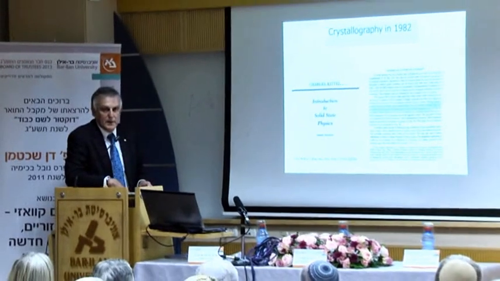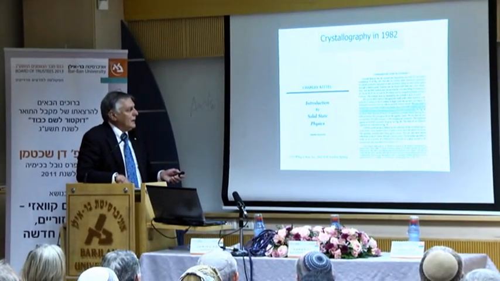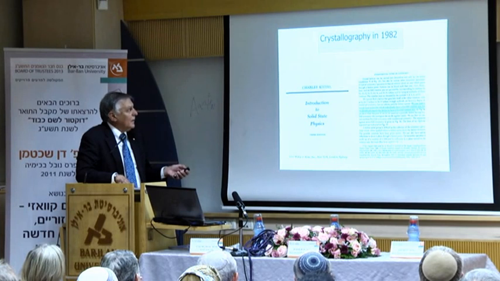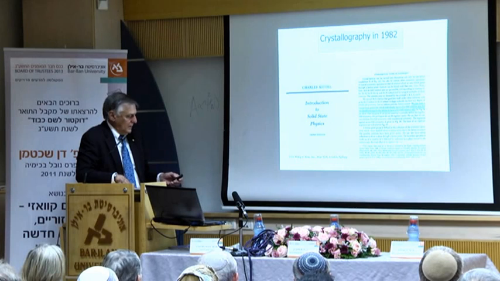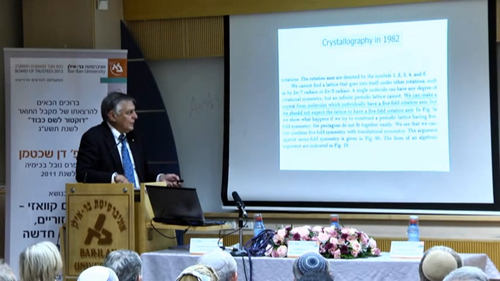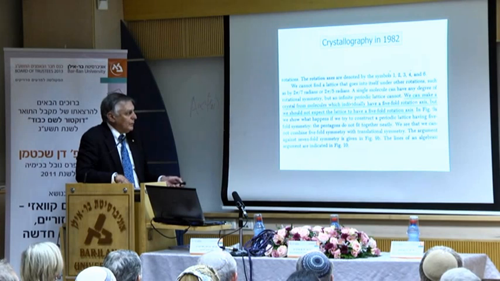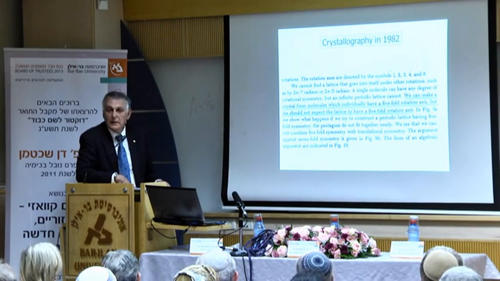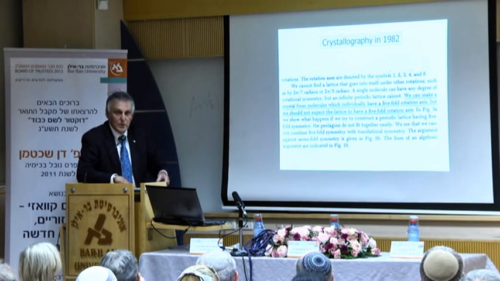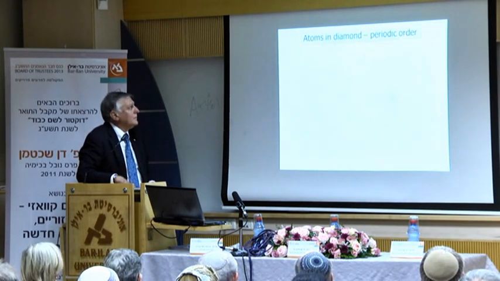Now, crystallography in 1982, and I mention 1982 because this was the year that I made a discovery, can be exemplified by this book by Charles Kittel. I know you cannot read the part marked in green, so I enlarged it for you. And he says the following: we can make a crystal from molecules which individually have a five-fold rotation axis, that means every molecule, but we should not expect the lattice to have a five-fold rotation axis. Lattices cannot have five-fold rotation axis. Why so? I will explain shortly.